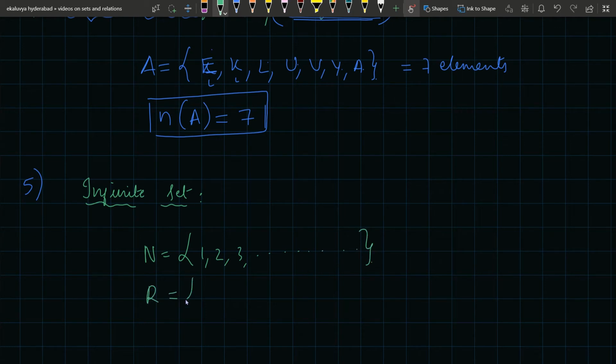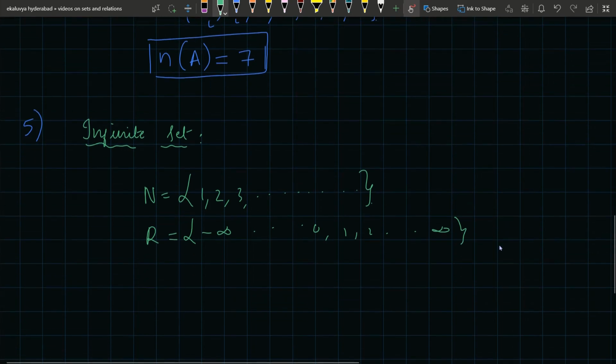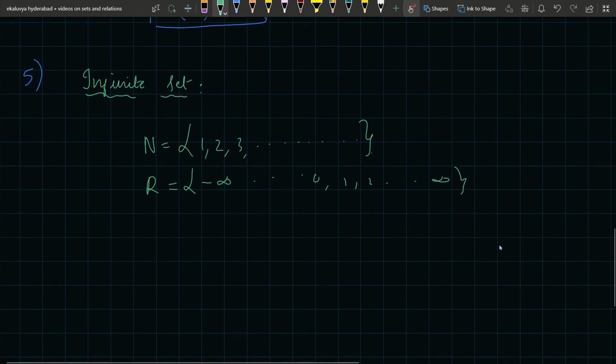The real number system is also infinite. From minus infinity, it goes on to 0, 1, 2, and then infinity. That is again an infinite set. So we cannot count. The cardinal number will be infinity, so we don't say cardinal number for this particular set. Okay, let's talk about the next set.